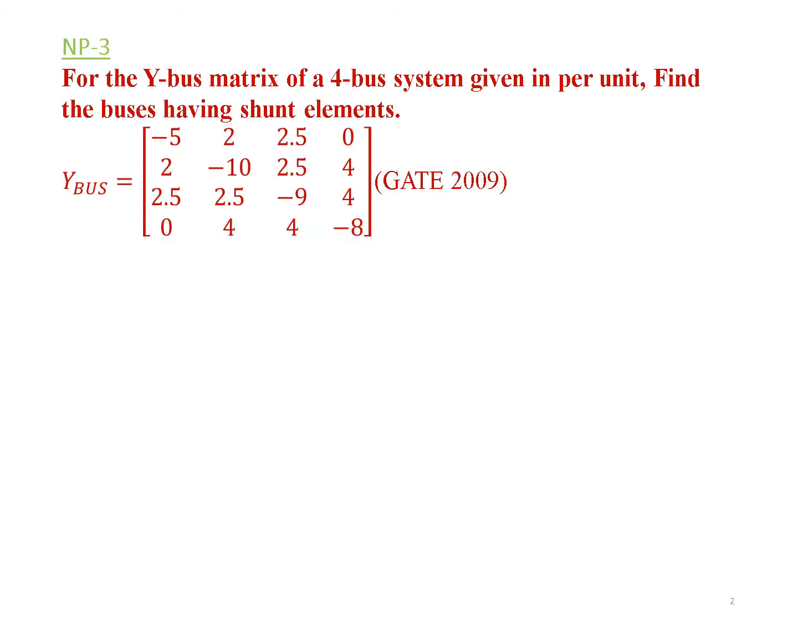This is the problem statement. For the Y-bus matrix of a 4-bus system given in per unit, find the buses having shunt element. So before discussion of the solution of this problem, first we should know how to identify the shunt element from the given Y-bus matrix.